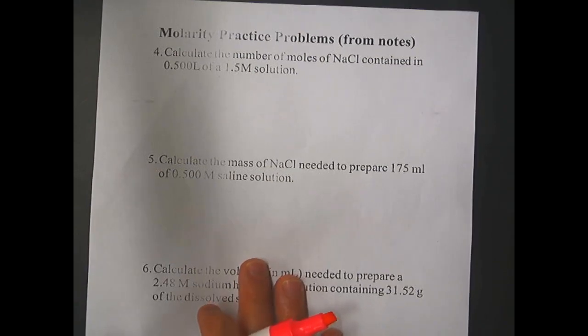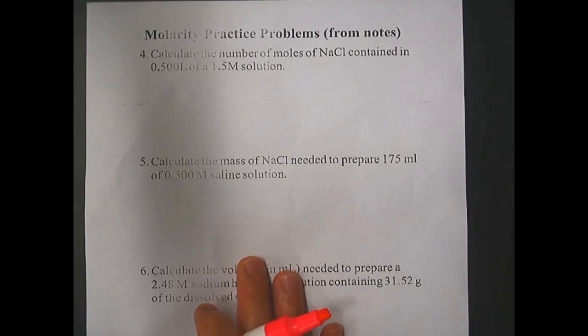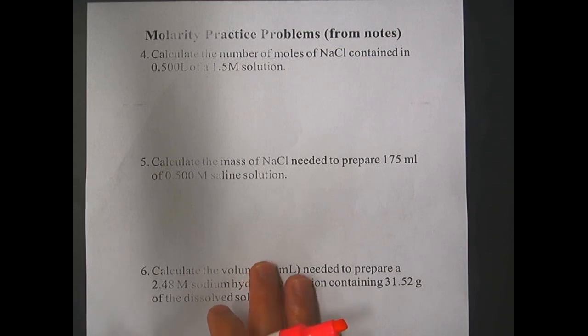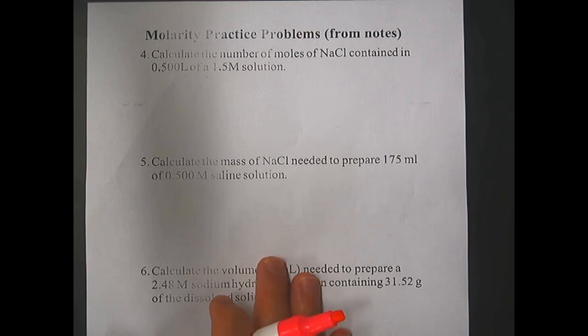So in this one, number 4, it says calculate the number of moles of NaCl contained in 0.5 liters of a 1.5 molar solution. So basically what they're saying is you have a 1.5 molar solution and that you have half a liter of it. So how many moles would have to be in that half a liter to give you a molarity of 1.5? Well, this is where, if you realize what molarity is, it actually makes this pretty simple.